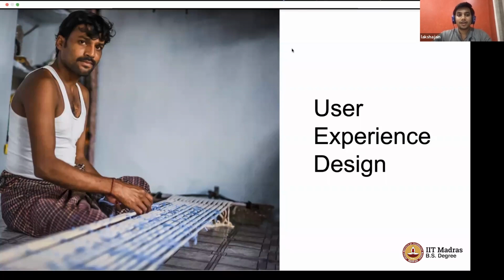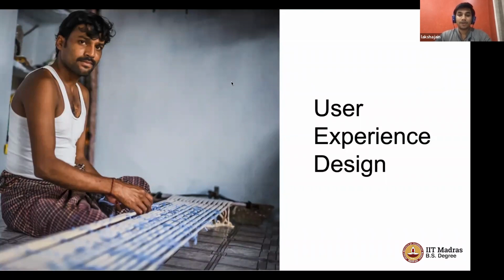As over here, you can see a weaver is weaving some carpet or article, and as our case study is focusing upon the weavers of India, we have to be very diligent about what their requirements are, what beliefs and perceptions they have, how technically sound they are with using an application, and what their background is. So that is all about user experience design, so that I could understand them and create a user flow of my application so that they could easily use it.